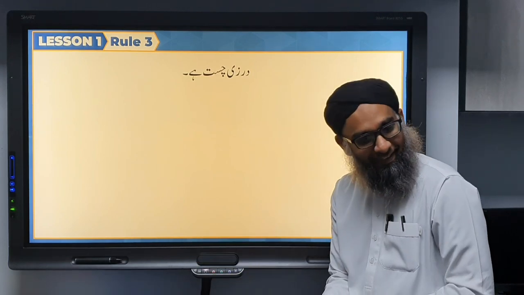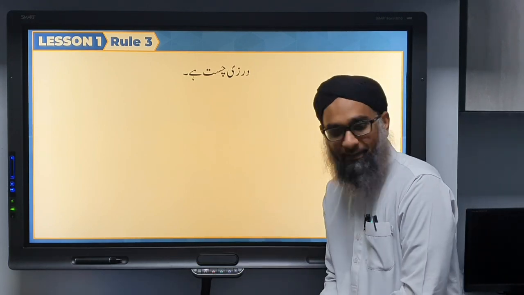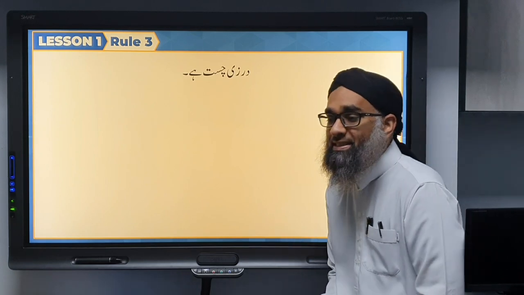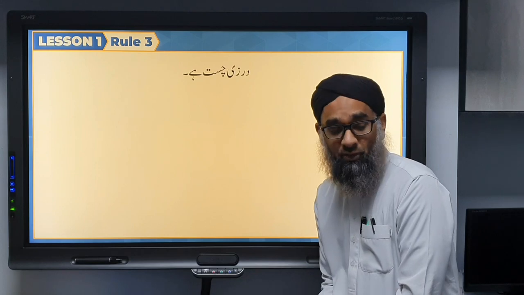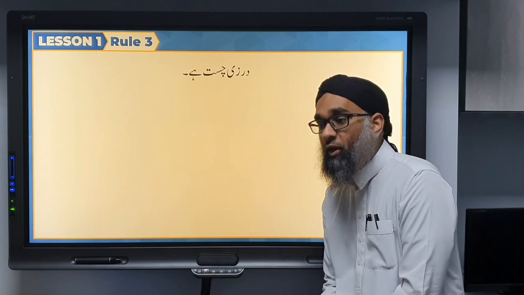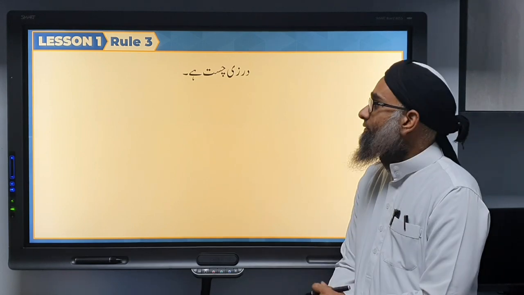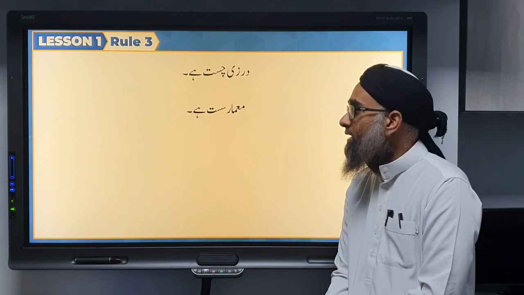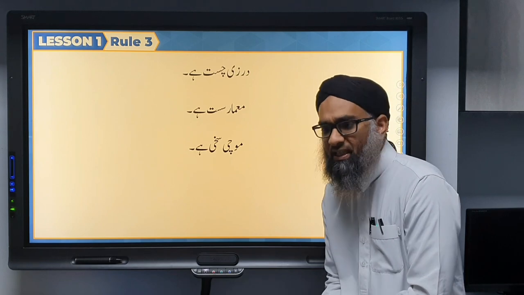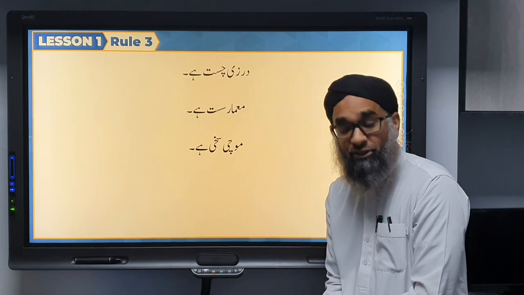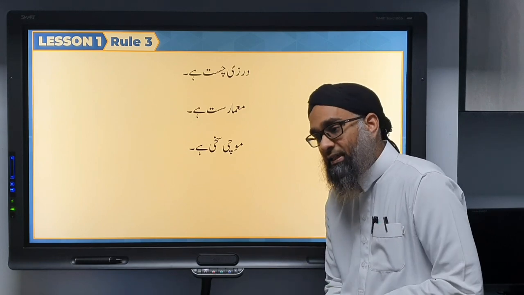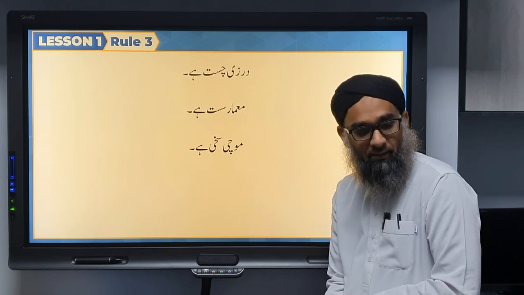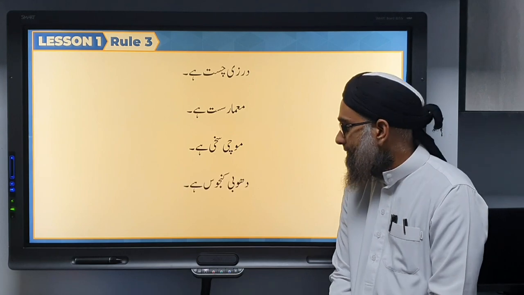So darzi is a tailor. Darzi chust hai. Chust means active, mujtahid, hardworking. So how do you translate this? The cloth guy, the tailor, is active. Next one, me'mar sust hai. The builder, in other words, the builder is lazy. And mochi sakhi hai. Sakhi, or sakha in Arabic, means generous. So the mochi is generous. Not cook, the mochi is a cobbler.